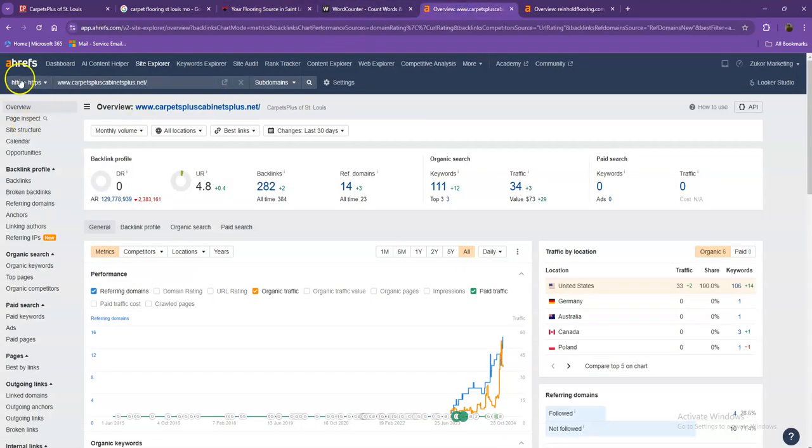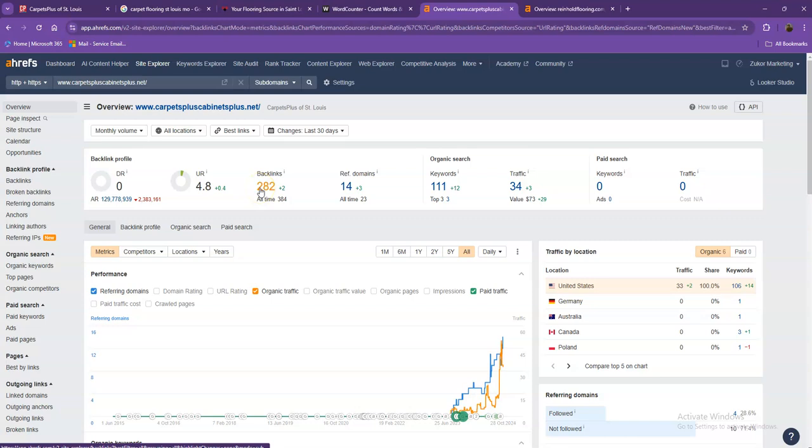We have here Ahrefs, one of the paid tools that we're using for us to have some more information on the back end of your website. We'll be talking more about the numbers, starting off with UR. This is the level of trust that Google has in your website, and DR is the strength of your website.